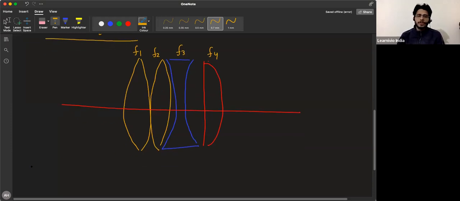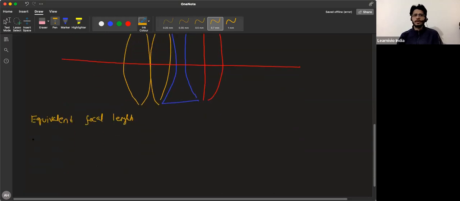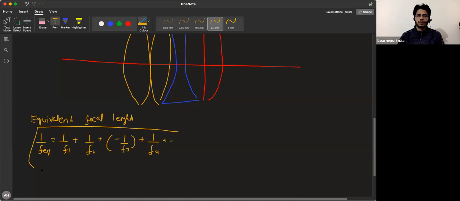So first of all, you need equivalent focal length. Equivalent focal length means you want to remove all these lenses and place a single lens. So you can say that 1 by F equivalent is 1 by f1 plus 1 by f2. See, concave lens have negative focal length, we'll put this with the negative sign. Plus 1 by f4. So place all lenses and so on with their proper signs. If you have concave lenses, then take those concave lenses with a negative sign.